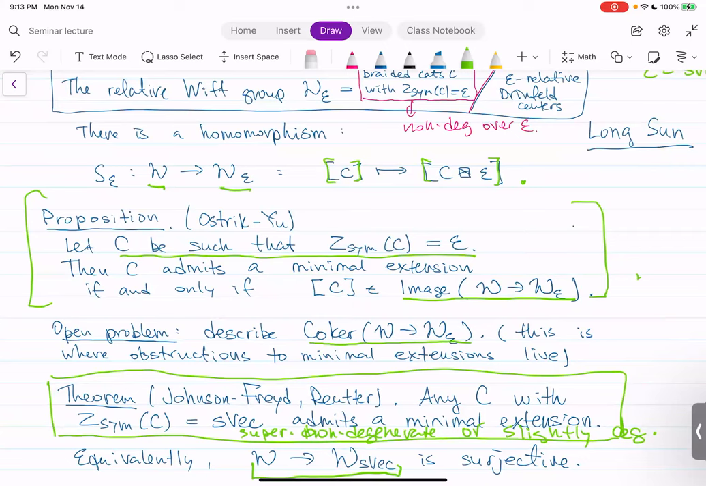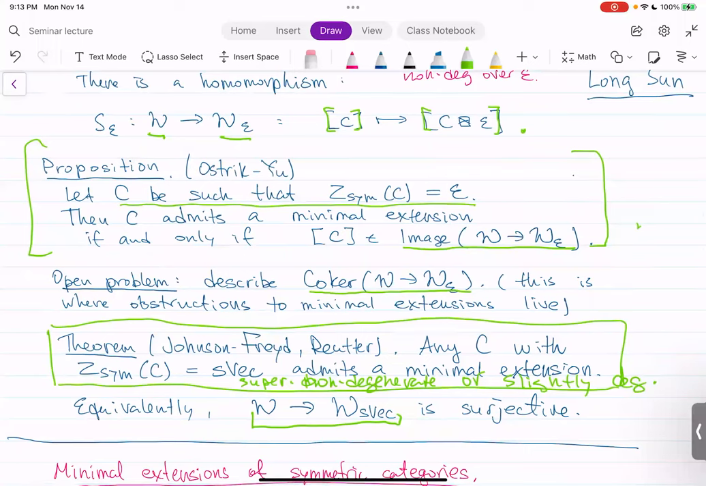So Ostrik and Yu give a kind of criterion for when a minimal extension exists. For a particular C, it exists if C is in the image. What Johnson-Freyd and Reutter showed is that when E is the supervector spaces, this map is surjective. Oh, okay, so everything is in the image. Everything, yeah. So it's actually not very often that this thing is surjective. And like I said, in general, the description of the cokernel is not known, at least to me.